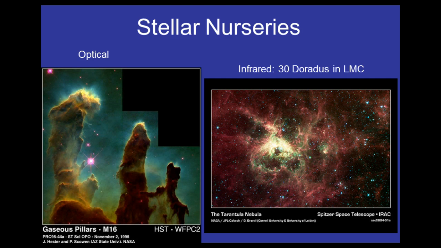These pictures were taken using some very powerful space telescopes. On the left-hand side, the gaseous pillars were taken by HST. That refers to the Hubble Space Telescope, which took the picture of M16. And on the right, you have a picture taken by the Spitzer Space Telescope, which took a picture of the Tarantula Nebula. Excellent pictures, good examples of stellar nurseries or nebulae.